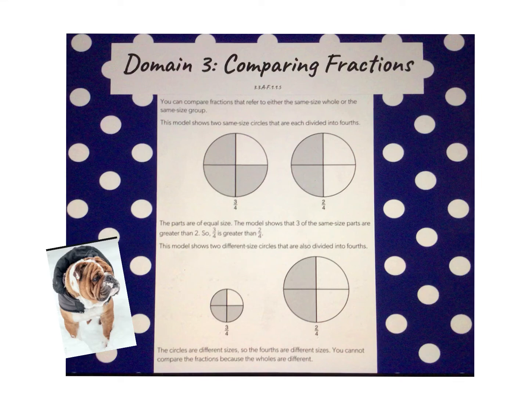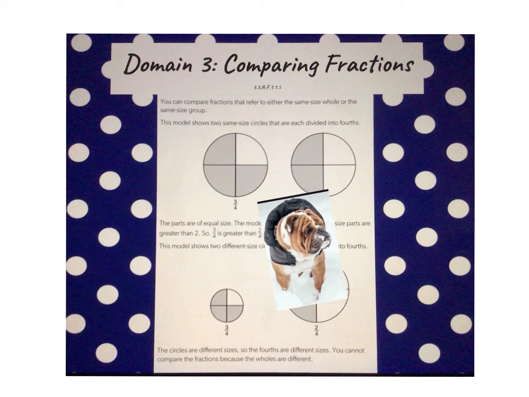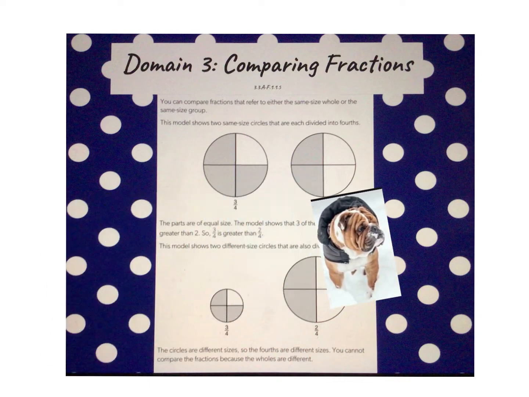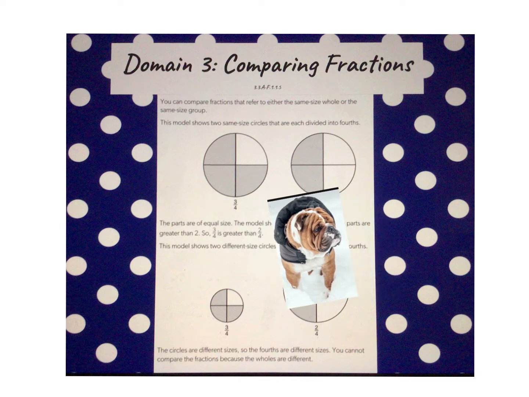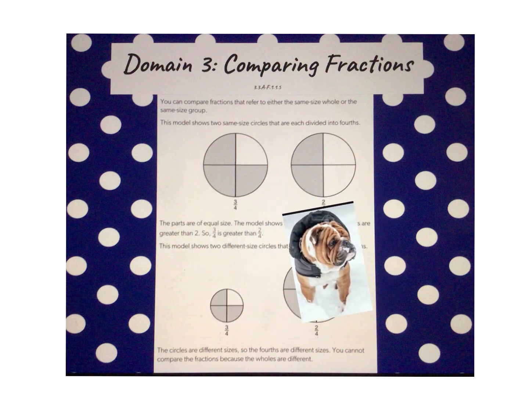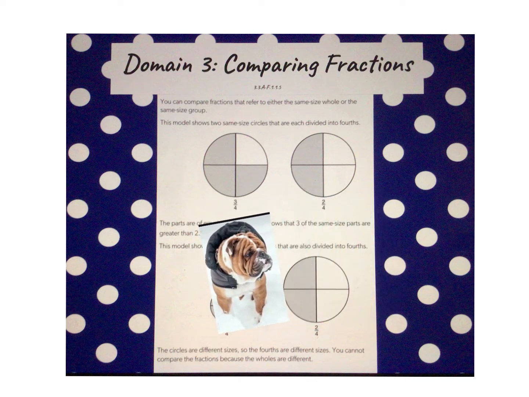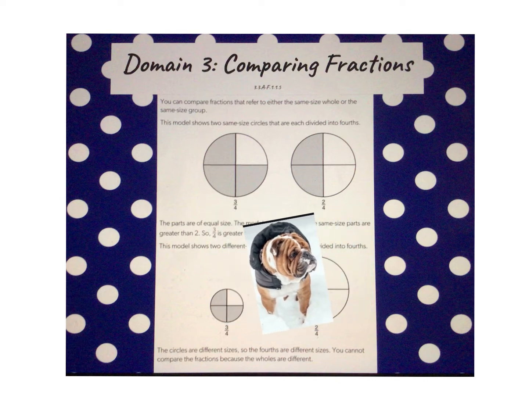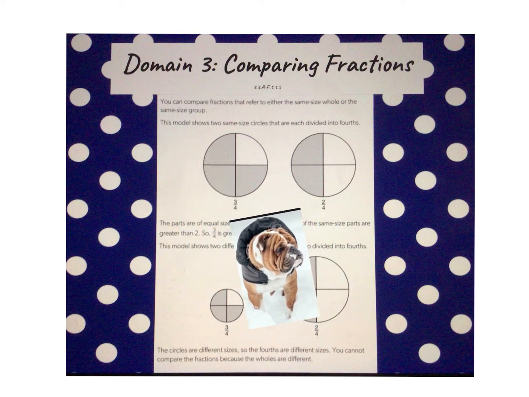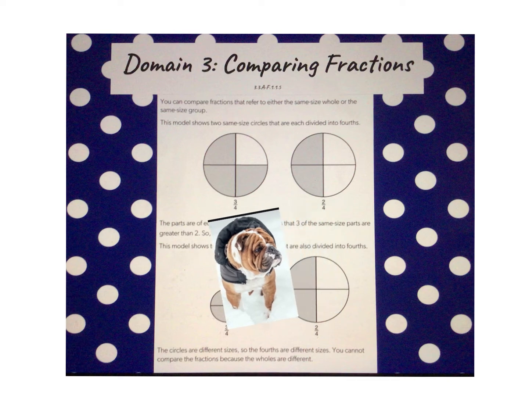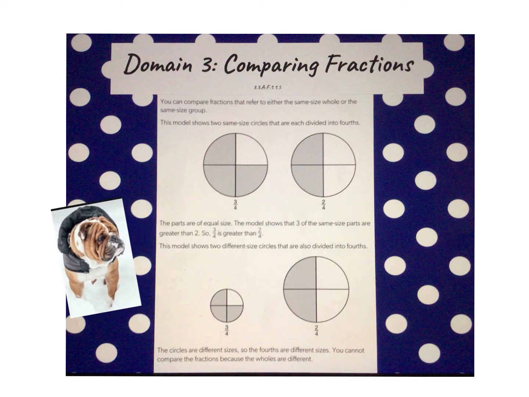Hey friends, today we're going to talk a little bit about comparing fractions again. So remember, we can compare fractions that refer to either the same size whole or the same size group. This model shows the two same size circles that are divided into fourths. So we have 3/4 and 2/4. And we can see that 3/4 has more shaded than 2/4. So we can say 3/4 is greater than 2/4.